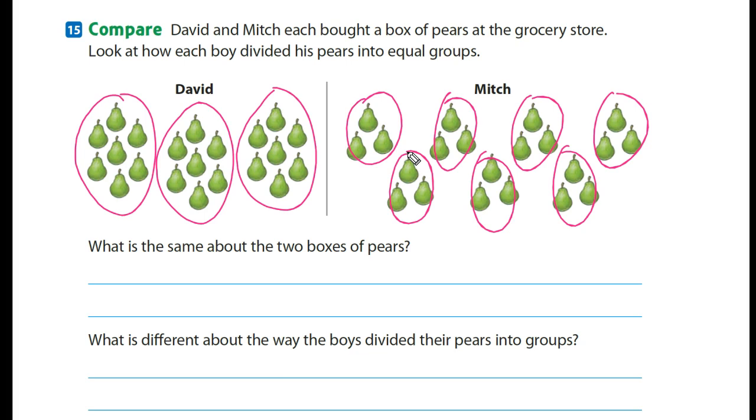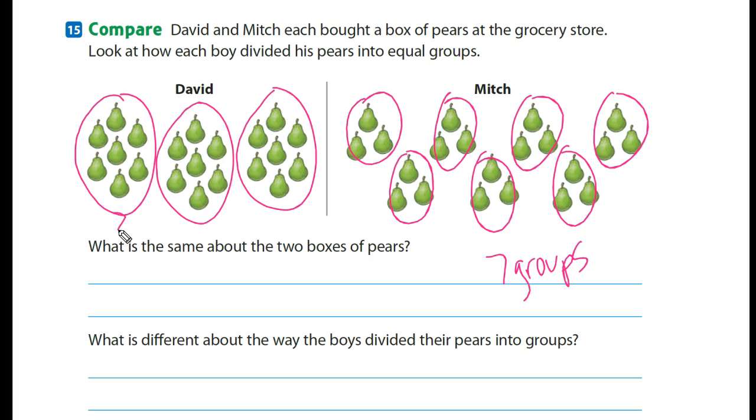So Mitch has 7 groups, right? Mitch has 7 groups. But David has how many in each group? 7. That's what it's about, that's the only thing.